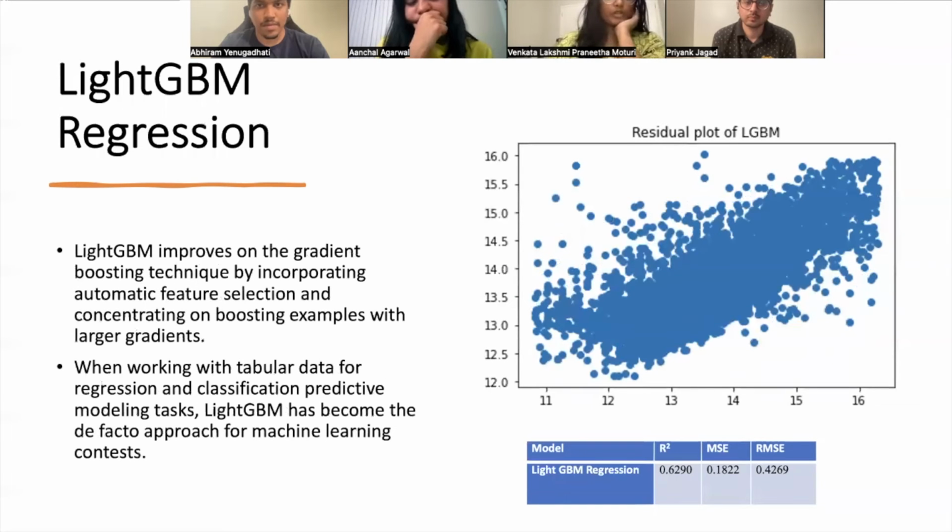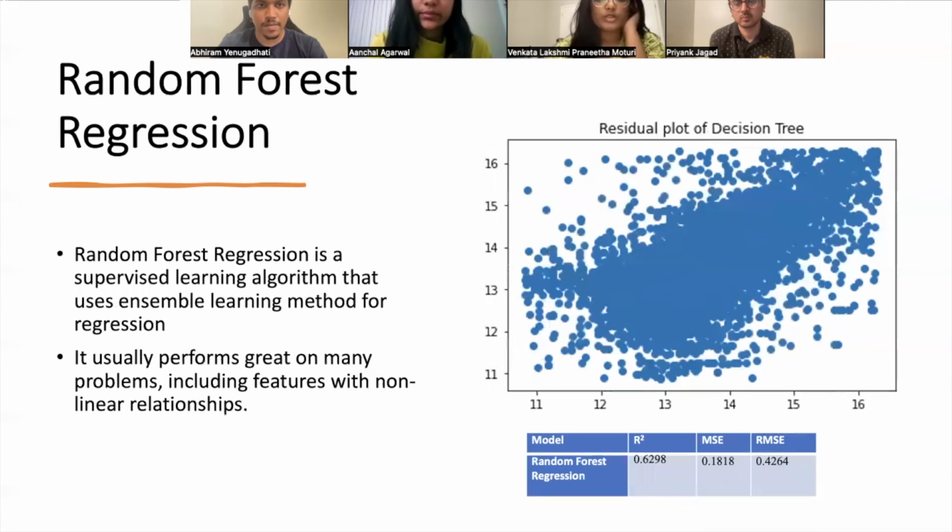from the previous model. Then we tried implementing light GBM regression, which is basically a fast and high performance gradient boosting framework based on decision tree algorithms. It is used for ranking, classification, and many other machine learning tasks also. This is the residual plot we got for the light GBM, and the accuracy we achieved here is about 62%.